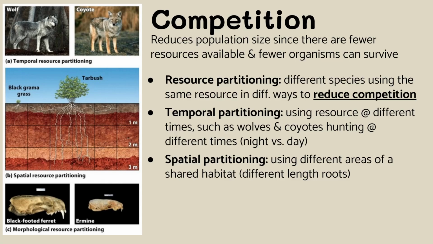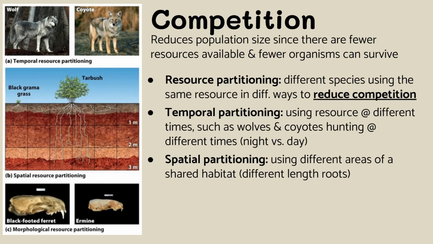Spatial partitioning is using different areas of a shared resource. Here we have an example of 2 different grasses where one can send its roots to an extremely deep portion of the soil, while the other can access shallower parts of the soil, and so they're not going to compete directly for water and nutrients in the soil because of the different levels that their roots are with one another.